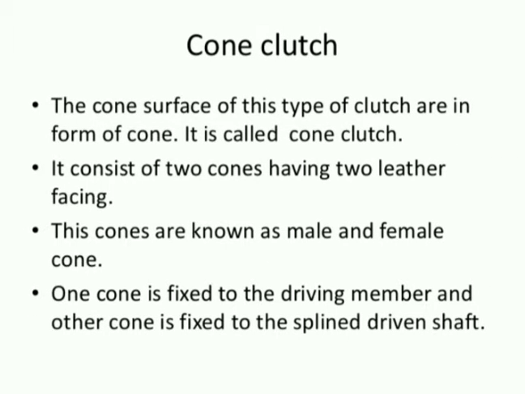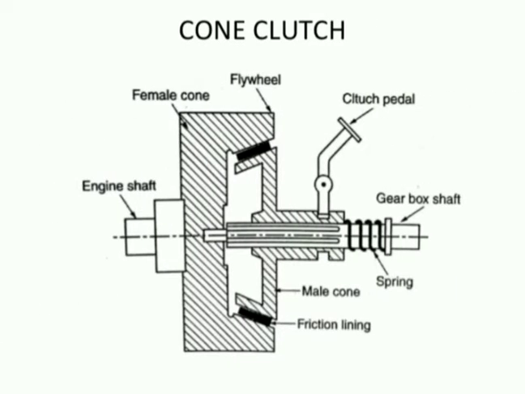Then let's see about cone clutch. The contact surfaces of this type of clutch are in form of cone. It is called cone clutch. It consists of two cones having leather facing. These cones are known as male and female cone. One cone is fixed to the driving member and other cone is fixed to the splined driven shaft. This figure shows about cone clutch. It consists of flywheel, female cone, then male cone, friction lining, spring, gearbox shaft, then engine shaft. The conical portions are used to transmit the torque.